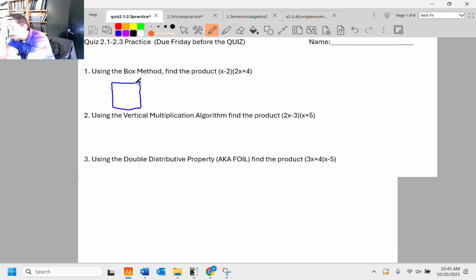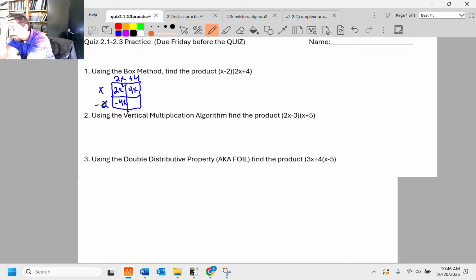And I've seen some kids switch over to the box method. It just makes sense to them. Let's see, I'll just let this be x and -2 and top be 2x plus 4. It doesn't really matter which one you put where. So x times 2x is going to be a 2x squared. x times 4 is 4x. -2 times 2x is minus 4x.